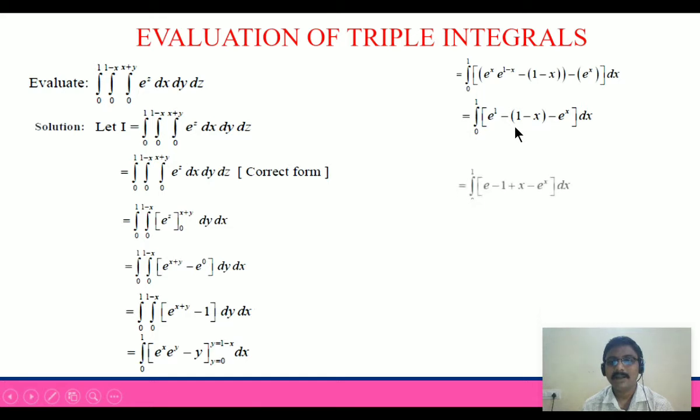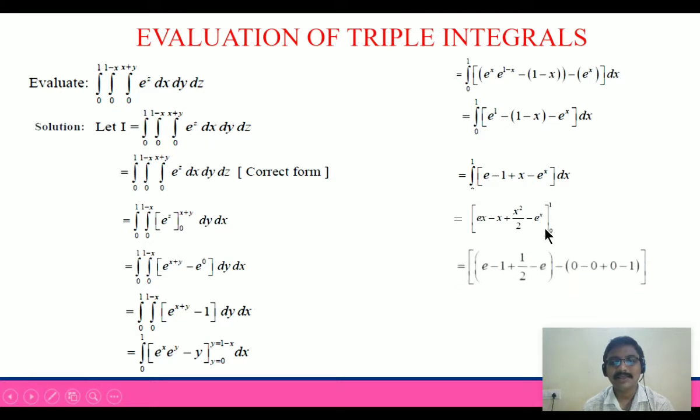Now applying integration with respect to x, e integration is e power x, negative 1 integration is negative x, x integration is x square by 2, e power x integration is as it is e power x. Substituting upper limit as 1 and lower limit as 0. So we will get negative half plus 1, that is half. So it is the required value of the given triple integration.